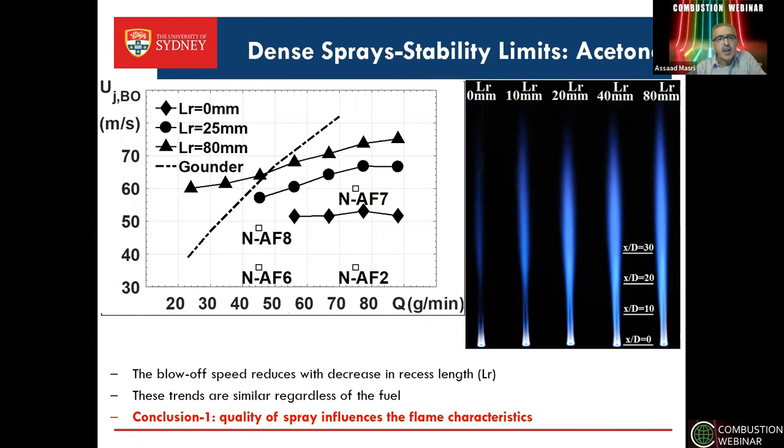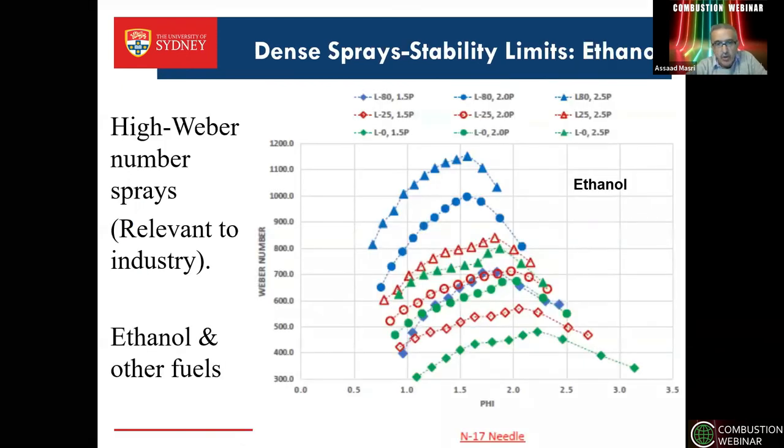The dashed line that we show in this curve refers to earlier work that we've done with James Gounder with genuine dilute spray. The diamonds, the triangles, and that dashed line intersect at some point. They have different slopes. The reason we don't quite achieve fully dilute spray with this burner, that is with the triangles, is because we can't recess the needle a sufficiently longer distance to produce a genuine dilute spray. But still, nevertheless, at LR equal 80, we're sufficiently close to dilute spray.